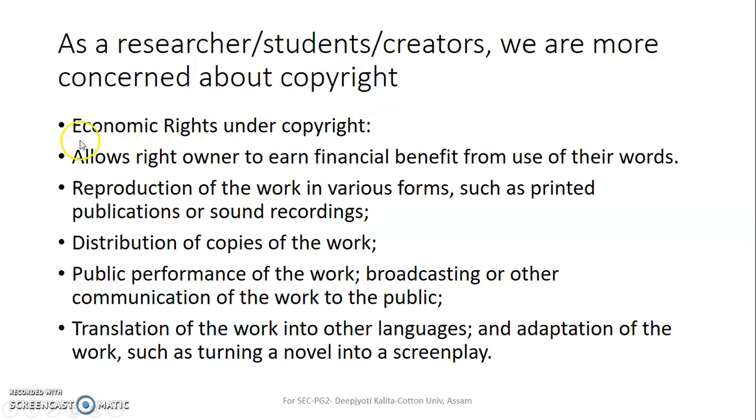And copyright gives some economic rights to the copyright holder. What are these? It allows the right owner to earn financial benefit from the use of their work. That means an author can write a novel and earn money by selling that novel, and nobody can make a copy of the novel and sell it. This will be called piracy. The copyright holder can reproduce the work in various forms, from printed publications to sound recordings. That means an author can write a novel and later release an audiobook of the novel also, for which he will be earning money.